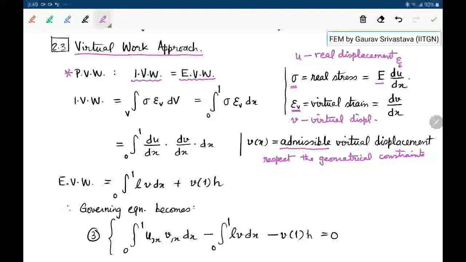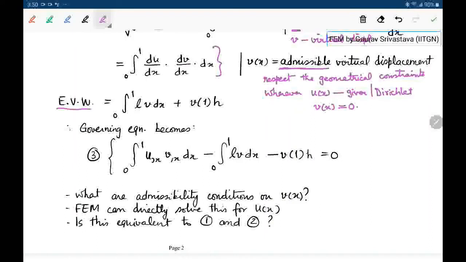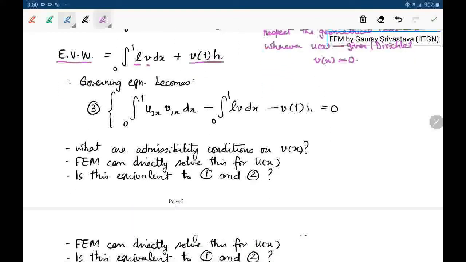What it means is that wherever u of x is given, in other words, it has a Dirichlet condition, v of x must be equal to 0. If v of x, the virtual displacement field, is not 0 wherever the system is constrained, that will be a non-admissible virtual displacement, and that will not work. With these, we see that the internal virtual work is the integral over volume of the real stress times the virtual strain, and after manipulations, you can see that it comes out to be this. The external virtual work is the work done by the real forces with respect to the virtual displacement, so it is L times v integral 0 to 1 plus v at 1 times H. So the governing equation becomes this.